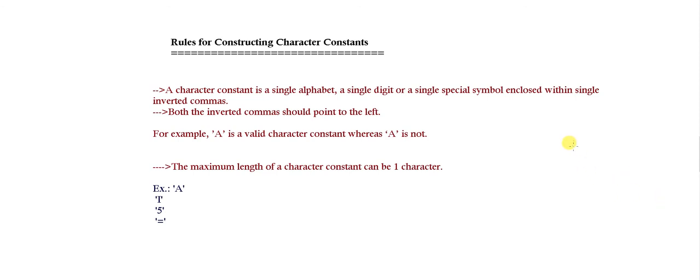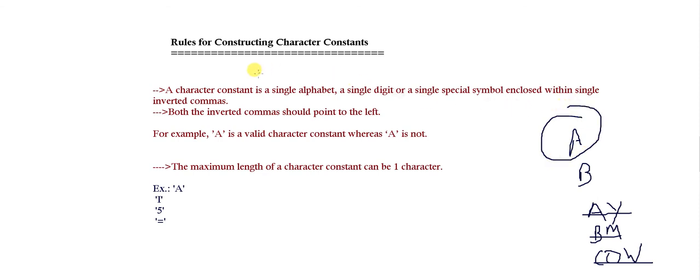It could be A, or it could be B. But for example, AX or AY is not possible. BM is not possible. COW is not possible. Why? Because these are not one character. This is two characters, this is two characters, this is three characters. So the value should be a maximum of one character. The character constant is either a single alphabet or a digit. A digit is also allowed.